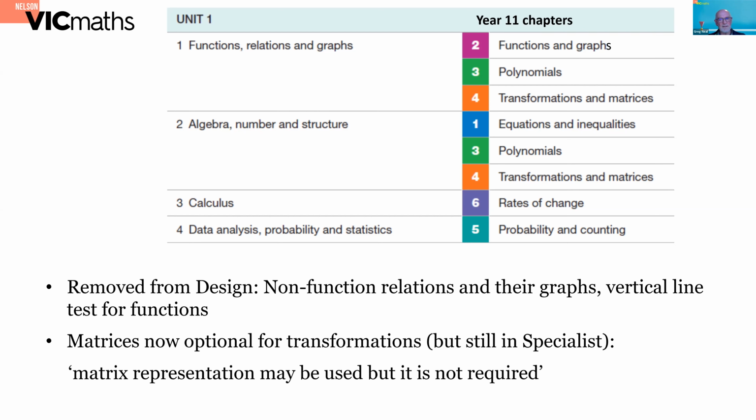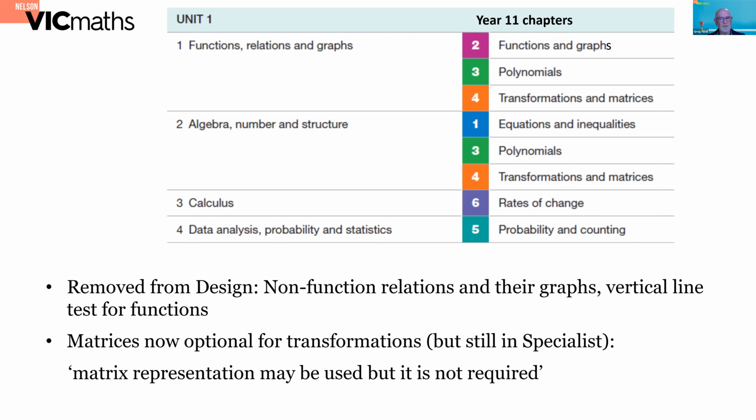So what's been removed from the study design? The non-function relationships have been removed. So things like equations of circles won't be covered in Unit 1 or 2. And the vertical line test for functions has been removed as well. By saying it's been removed, it doesn't mean that you can't teach it to help enhance students' understanding of what a function is. But it probably means more that it can't be used as an explanation for why something is a function.